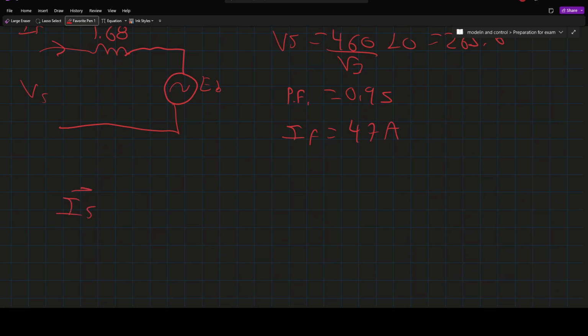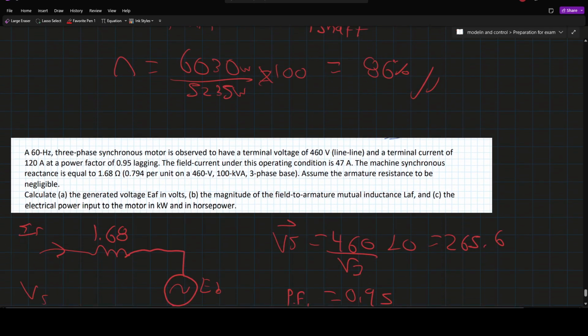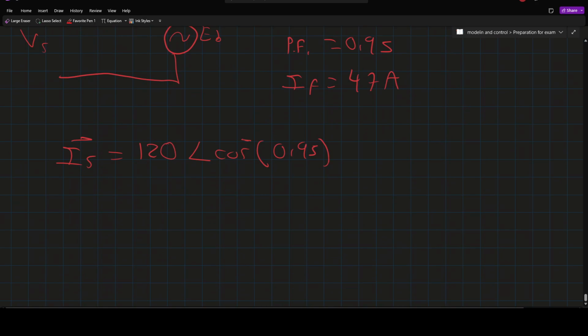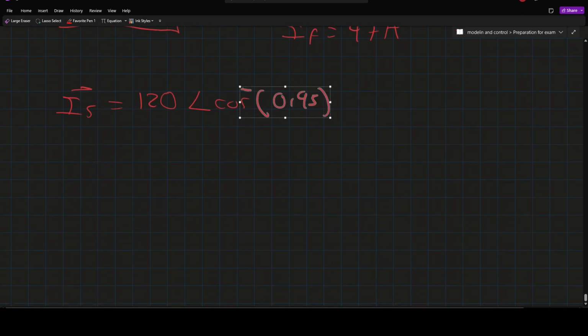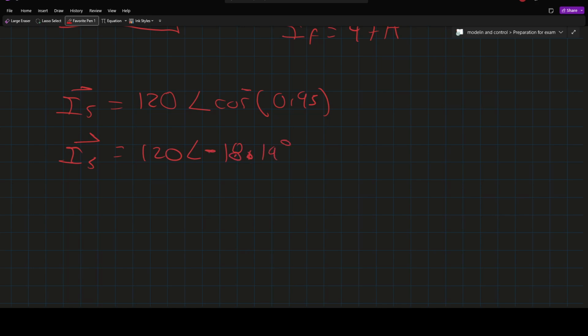So IS is equal to 120 at an angle of minus inverse cos of our power factor, 0.95. 120 because it is telling us that our terminal current is 120 at this power factor, so we can use it. So 120 at an angle of 18.19 degrees, but we know that it is lagging, so we have to make it negative.